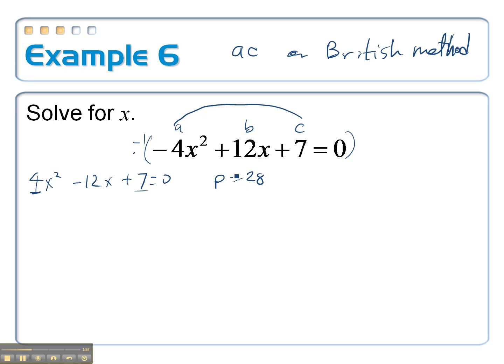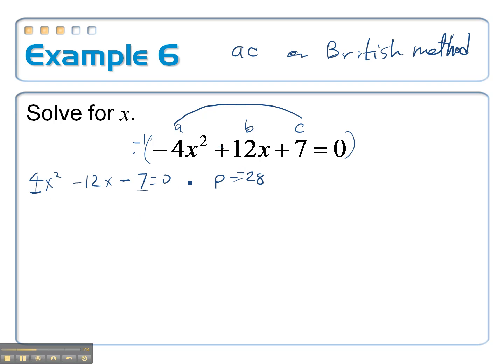Now, no matter what method, whoa, let's back this up just a little bit. This should have been a minus 7, right? Because I multiplied that times negative 1, and that makes this a negative 28.